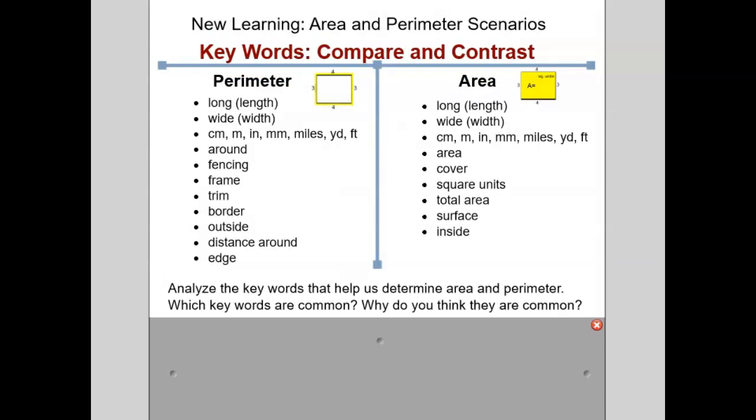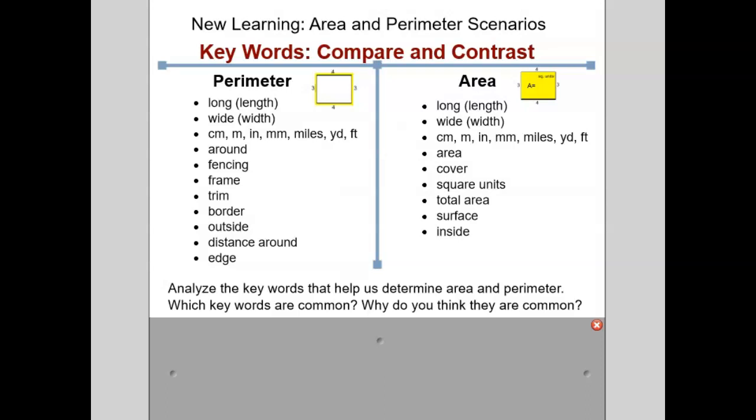Okay, my wonderful third grade friends. Today we're going to talk a lot about area and perimeter real life scenarios. And then you're going to determine the area and perimeter of rectangular objects in our real lives today. So, in order to do this, I want you to really understand the differences between perimeter and area.